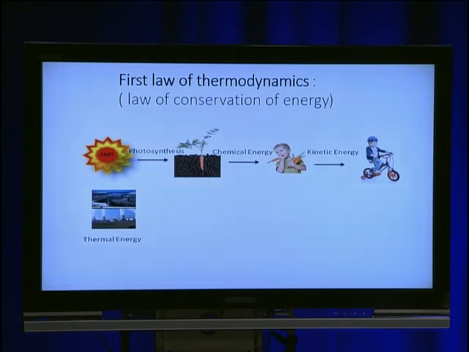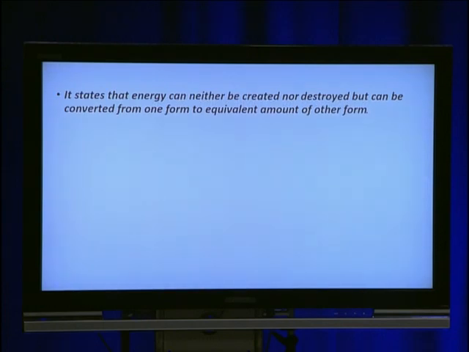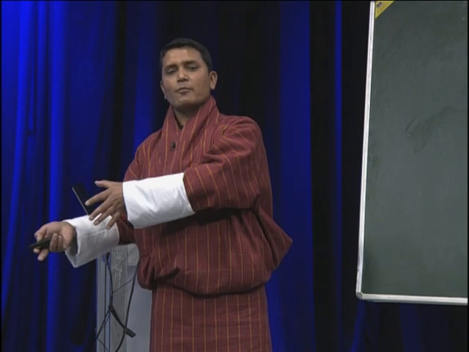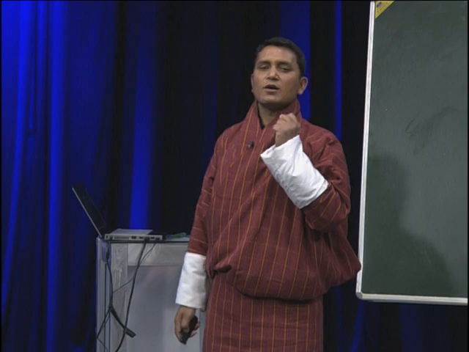So, the first law of thermodynamics states that energy can neither be created nor destroyed, but can be converted from one form to an equivalent amount of another form. So, the universe itself is given a constant energy. Nobody has the right to create energy, nobody has the right to destroy energy, but we can transform one form of energy into another form. But if you look at the total energy, it is always constant.